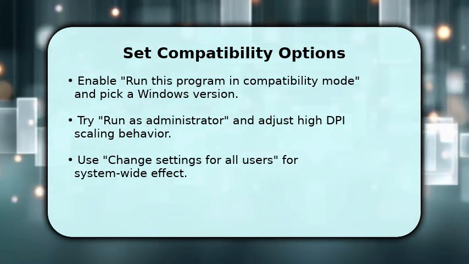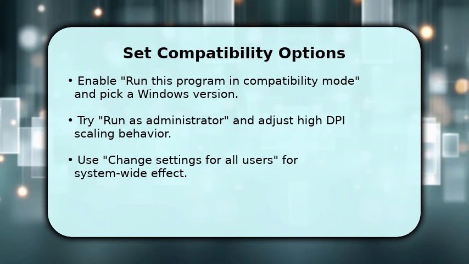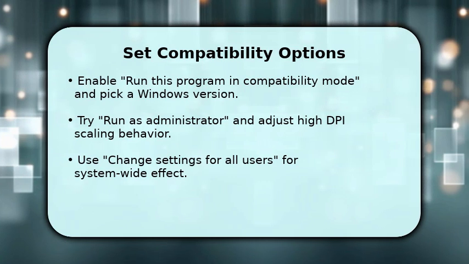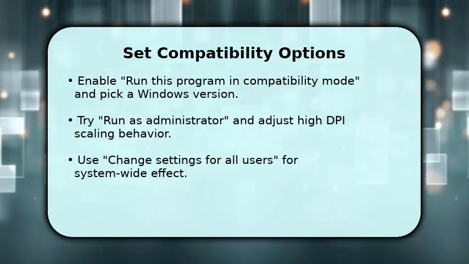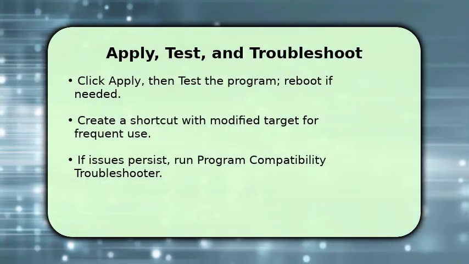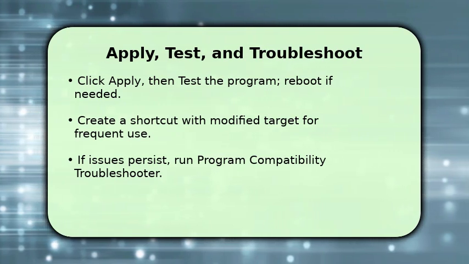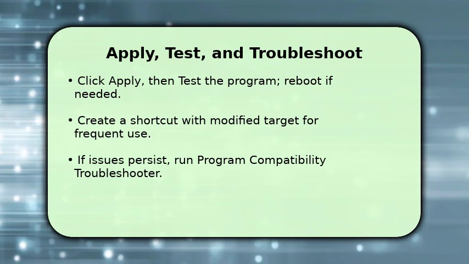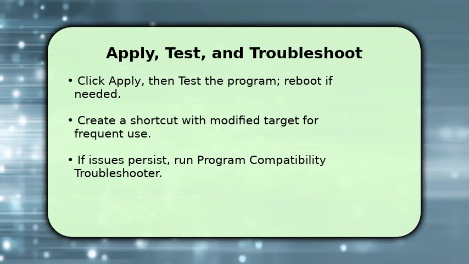If you want everyone on the machine to use these settings, click Change Settings for all users so the configuration applies system-wide and avoids per-account discrepancies. After selecting options, click Apply and OK, then launch the program to test behavior. A quick reboot can resolve residual locking or DLL load issues.